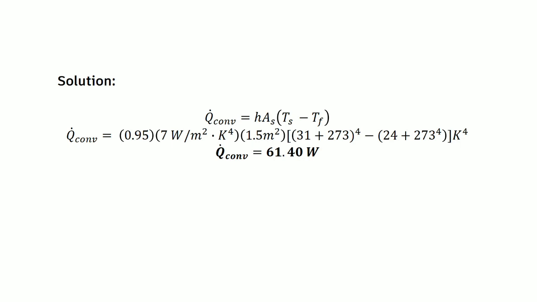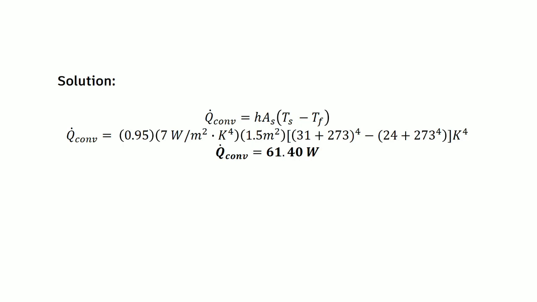It appears that the experimentally determined value for the rate of convection heat transfer in this case is 7 watts per unit surface area per unit temperature difference, whether in Kelvin or degrees Celsius, between the person and the air away from the person. Thus, the rate of convection heat transfer from the person to the air in the room is this: the rate of convection is equivalent to its coefficient multiplied by its surface area multiplied by its difference in temperature.